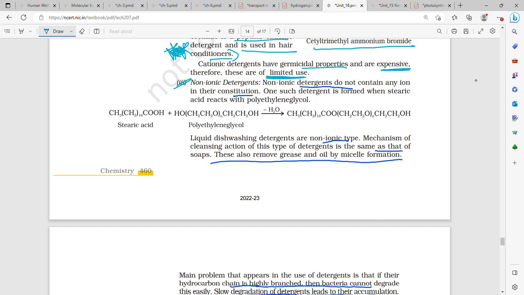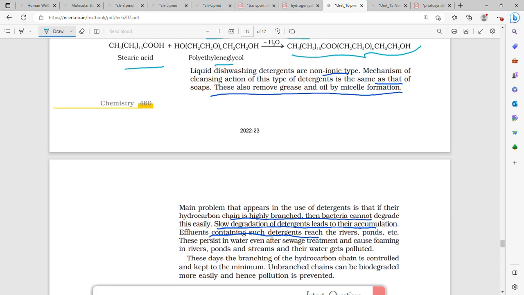Non-ionic detergents do not contain any ion in their constitution. One such detergent is formed when stearic acid reacts with polyethylene glycol. Stearic acid reacts with polyethylene glycol to give this. Liquid dishwashing detergents are of non-ionic type, so no cation, no anion, no plus or minus in them.